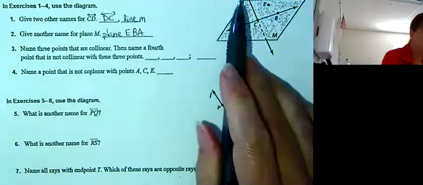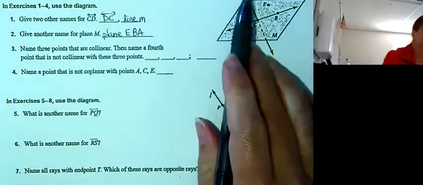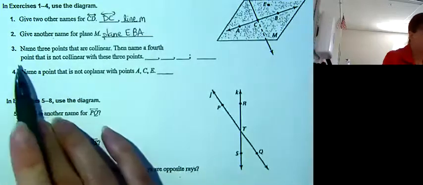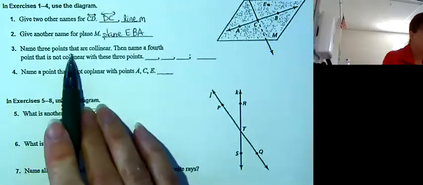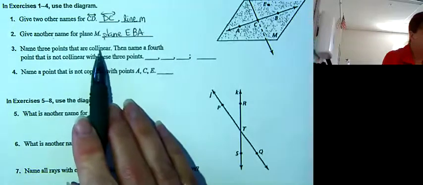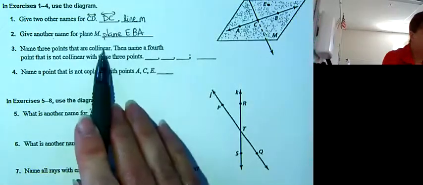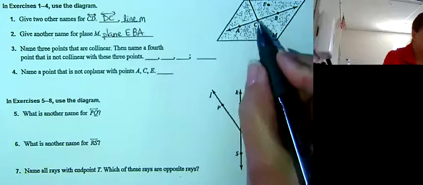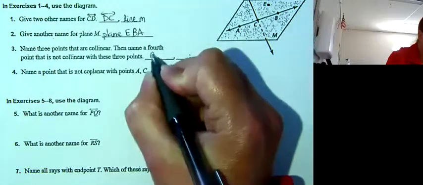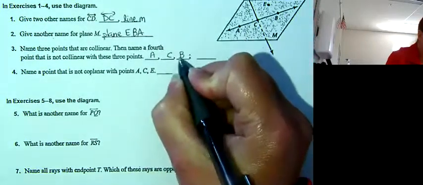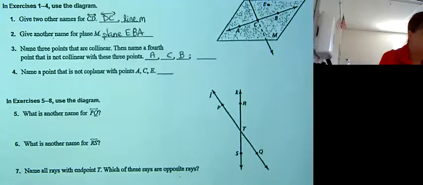I couldn't also use plane D because remember, it's not coplanar. 3 asks us for 3 points that are collinear. So remember, co means on the same line. So those would have to be A, C, and B, and I could list those in any order. So if you wanted to put them alphabetically, you could. And then name a 4th point that is not collinear.